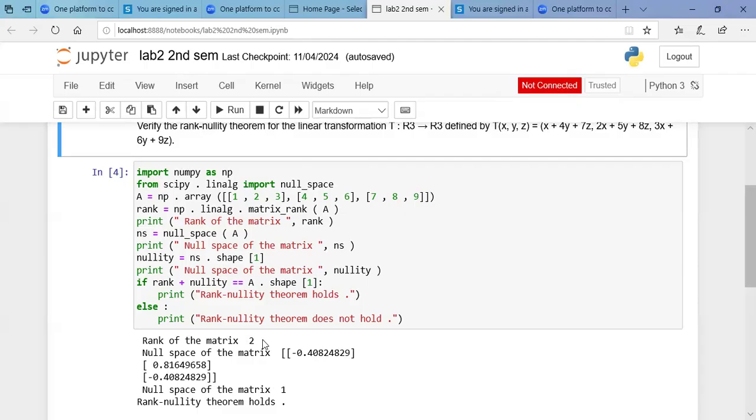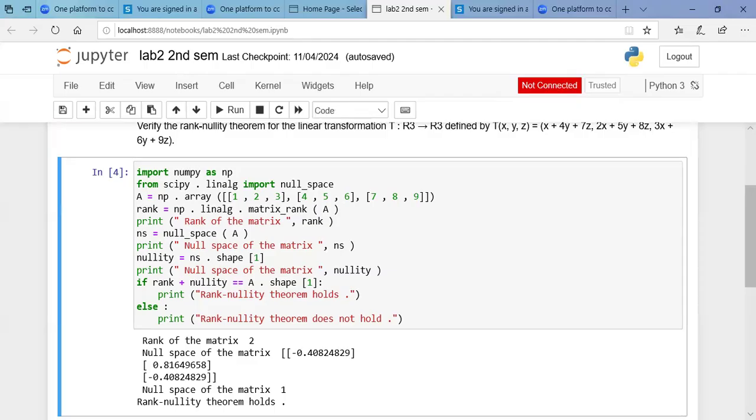Here the rank of the matrix is 2 in its row reduced echelon form and the nullity is 1. So rank plus nullity is 2 plus 1, which is 3. Of course, the dimension of the vector space here is 3, since it is defined from R3. So the dimension of the vector space is 3. And if we add the rank and nullity of the transformation, again we get 3, since the sum of rank plus nullity is equal to the dimension of the defined vector space. 3 is equal to 3. We get the conclusion that the rank nullity theorem holds.